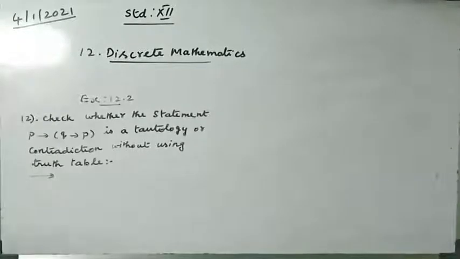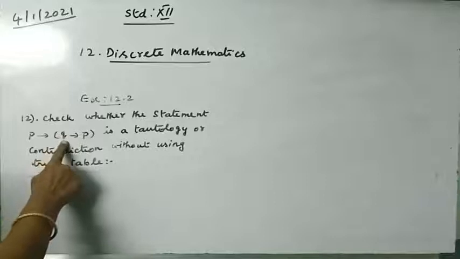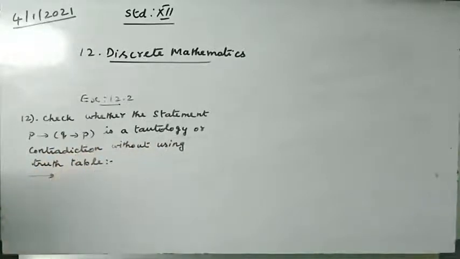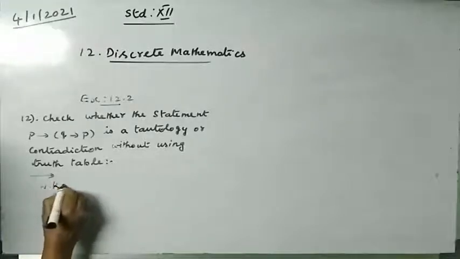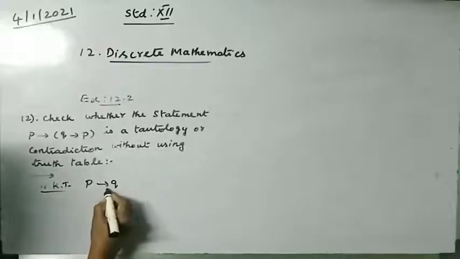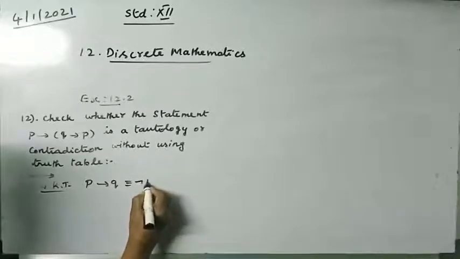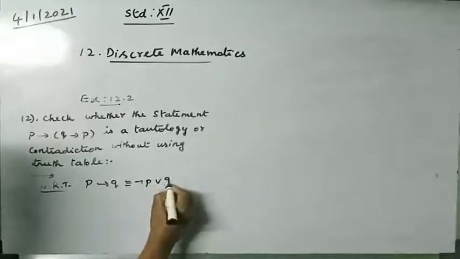Now exercise 12.12, question number 12. Check whether the statement "if P then if Q then P" is a tautology or contradiction without using truth table. So first, we know that P implies Q, that is, if P then Q, is equivalent to negation of P or Q.